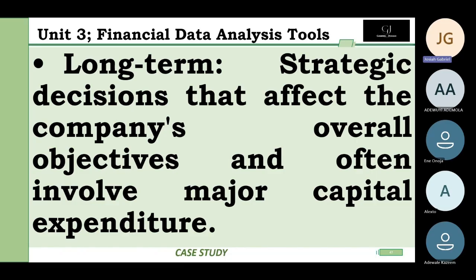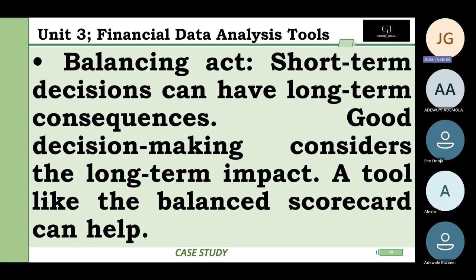Like I said, strategic decisions that affect the company's overall objective, mostly in the long term. And they're often major capital expenditure assets that involve heavy funding. That is what long-term and strategic decisions speak to. So the balancing act is about the short-term decisions and the consequences they will have on the long term.